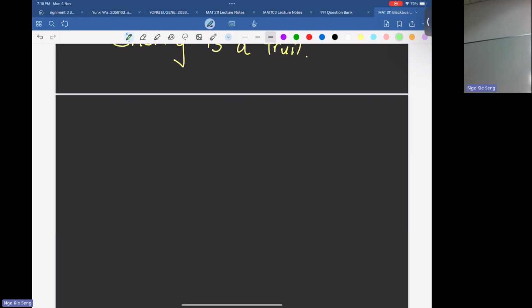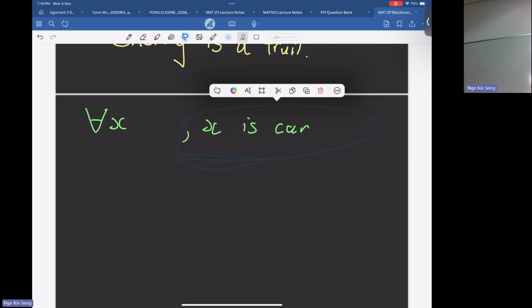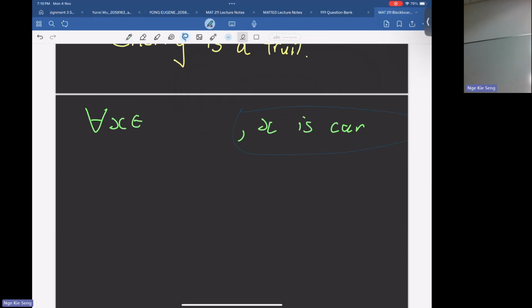What about if I change the quantifier to for every x, x is a car. But I think I pick x from somewhere. Where's a good place to pick this x? How about for every non-human object in XMUM, x is a car. True or false?